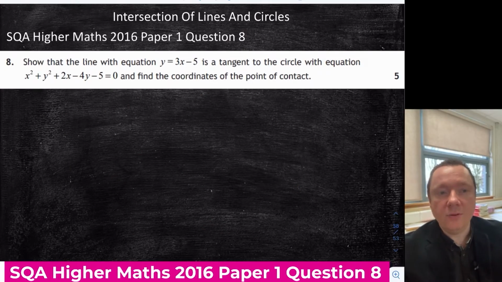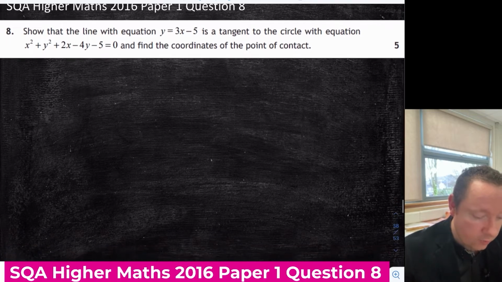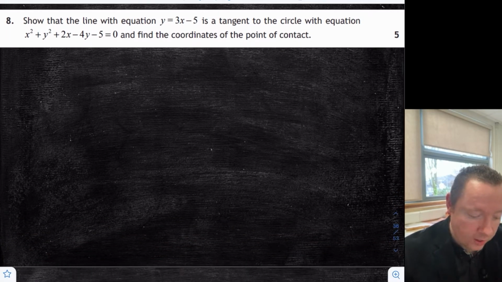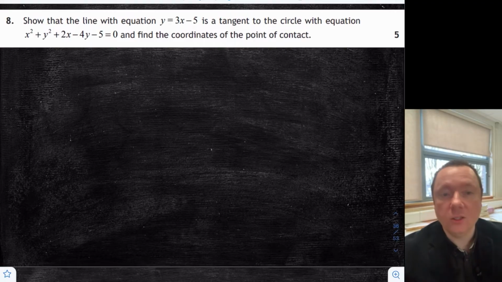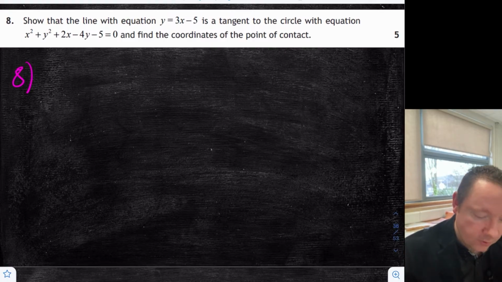Okay, SQA Higher Maths 2016 Paper 1 Question 8, the intersection of lines and circles this time. Show that the line with equation y equals 3x minus 5 is a tangent to the circle with this equation and find the coordinates of the point of contact. So if it is a tangent, it means this y is equal to the y in here. So I can substitute this into this equation.